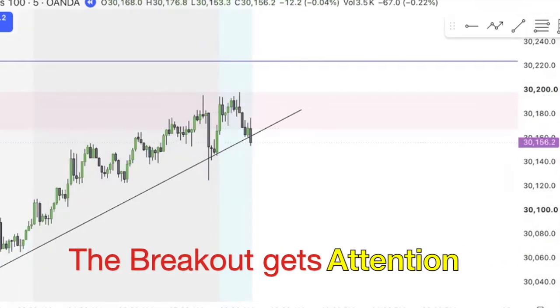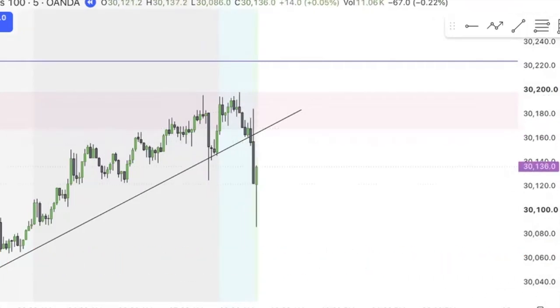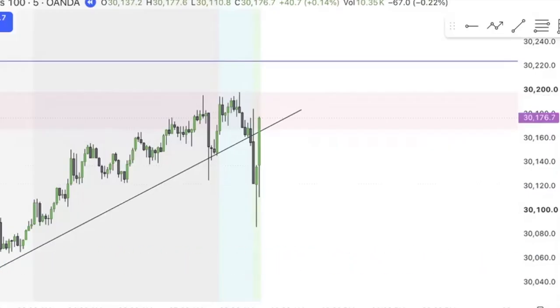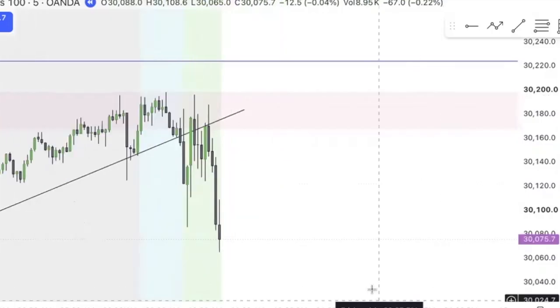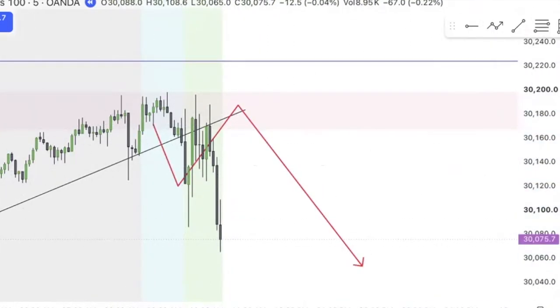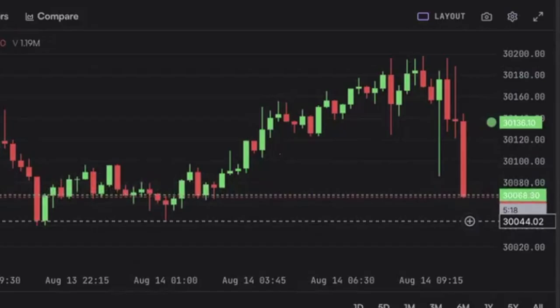The breakout gets attention, but the retest shows intention. There's one more thing that I want to see, and today I'm going to walk you through my complete break and retest entry process from the setup and confirmation to my entry, stop, targets, and how I manage the trade. Let's take a look at the charts.